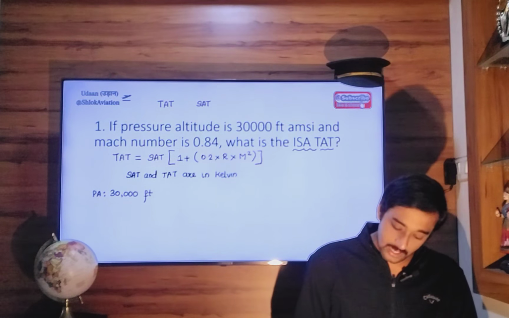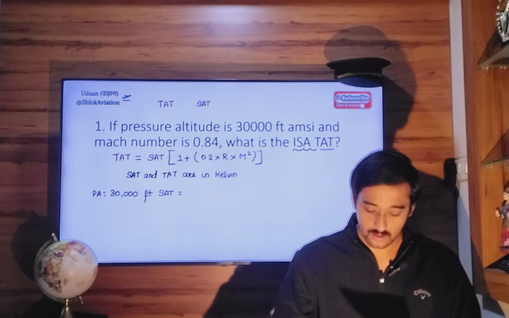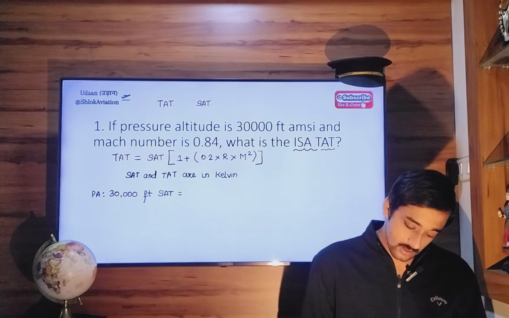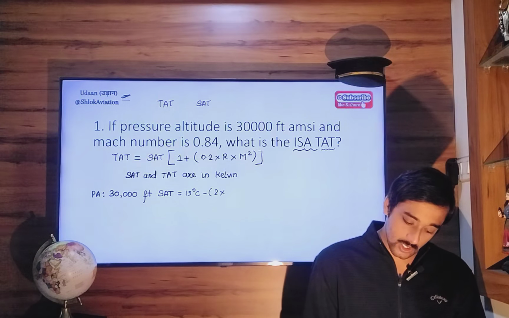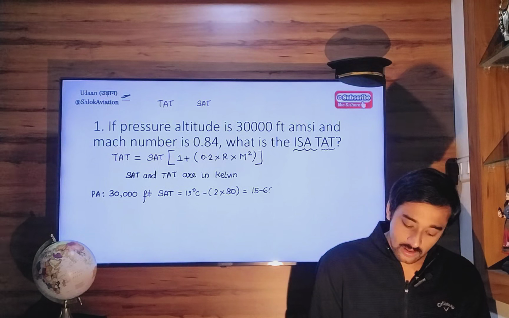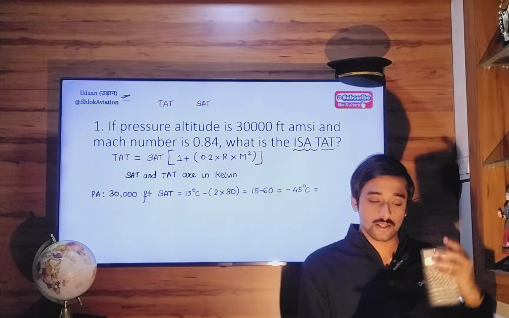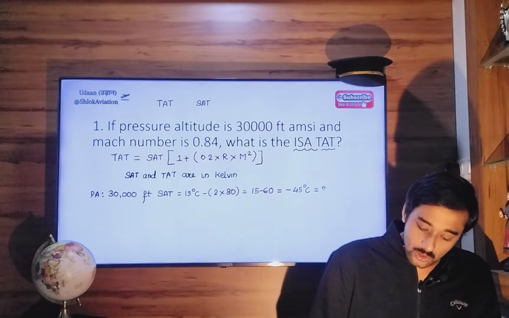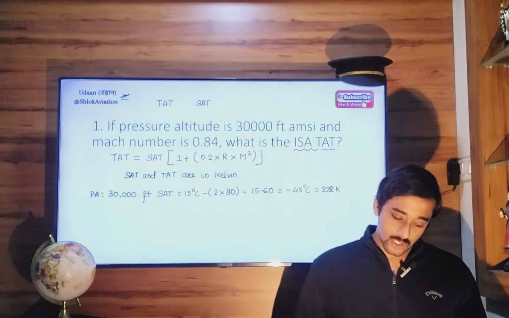So at 30,000 feet, static air temperature is going to be equal to 15 degrees Celsius minus 2 into thousands of feet. So 30,000 feet, so 2 into 30. So 15 minus 60, which is minus 45 degrees Celsius. Now minus 45 degrees Celsius is equal to minus 45 plus 273, that is 228 Kelvin. 228 Kelvin.